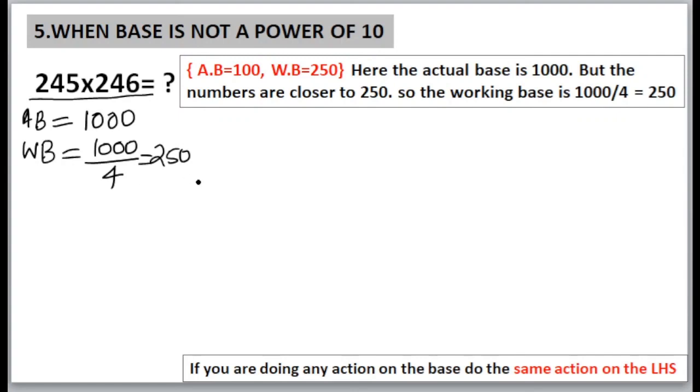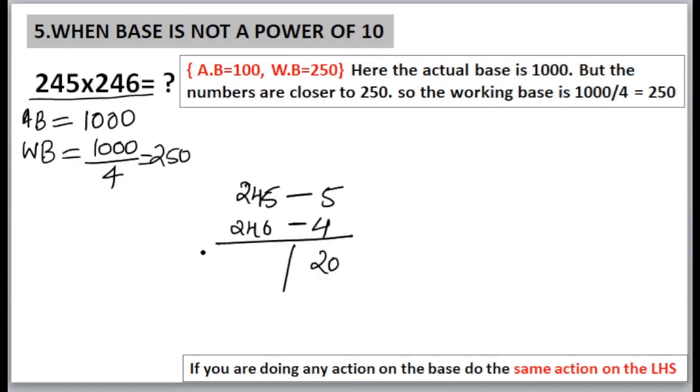Then your numbers are 245 and 246. 245 is 5 less than 250, and 246 is 4 less than 250. 5 into 4 is equal to 20 on your RHS, but your base is 1000 and it has 3 zeros. So you need to add a 0 behind 20 to make it a 3-digit number.